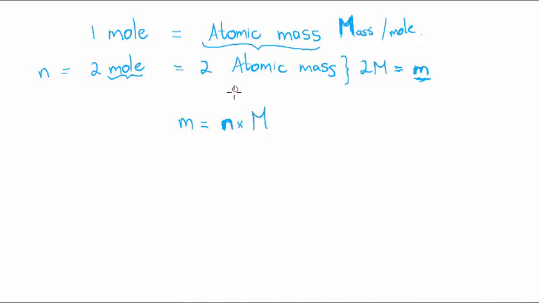So in other words, if I want to know the mass of a certain thing that I have, I can see how many moles I have, and then I multiply it with the atomic mass, and that will tell me the mass that I have. Does that make sense? Yes.